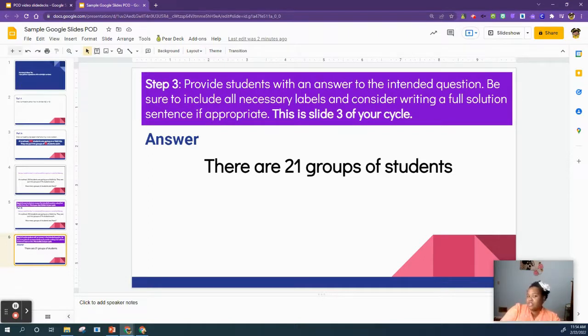Now you could choose to do this very last answer portion on the same day. Once the students use their models to solve their problems, then you can reveal if everyone was correct or incorrect. Or you can choose to extend your POD cycle into a third day.